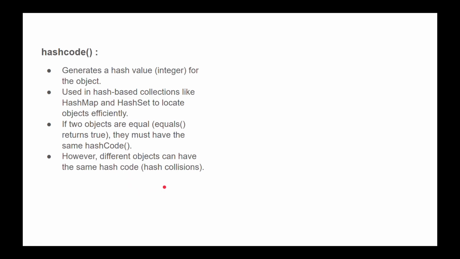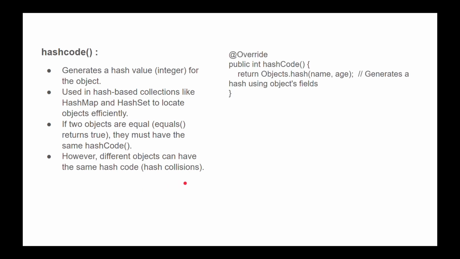For example, two different objects can have the same hash code. This is called hash collision, but the objects are not the same. This scenario also can happen. And here Objects.hash(name, age) will create a hash code based on the name and age, by using the object fields.